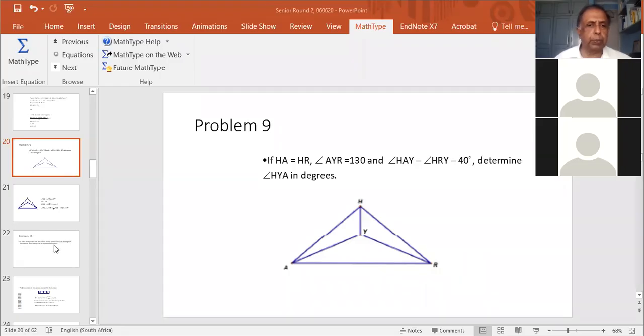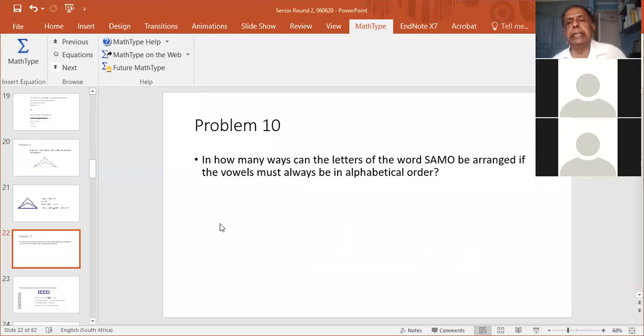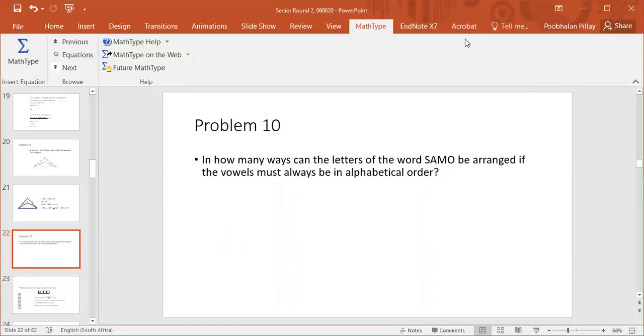Okay, now we're going to get on to the next problem. The next problem is this thing here. In how many ways can the letters of the word SAMO be arranged if the vowels must always be in alphabetical order? Okay, now this is a counting problem.